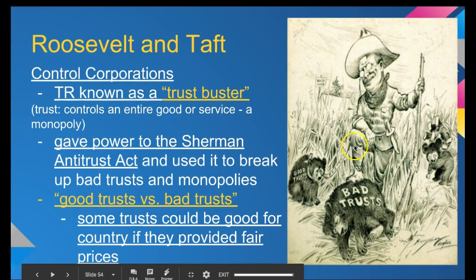We see over here in this cartoon, Teddy has slain the bad trust, all right? Put it down. He's killed it. And notice the good trust, right? He's got it on a leash that reads restraint. So he's not going to let those other trusts just do whatever they want. They're going to be monitored and made sure that they're not taking advantage of the people. So those are our 3 C's.